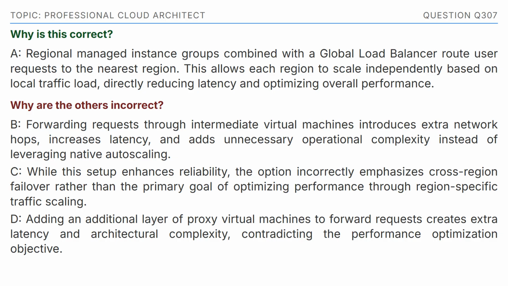B. Forwarding requests through intermediate virtual machines introduces extra network hops, increases latency, and adds unnecessary operational complexity instead of leveraging native autoscaling. C. While this setup enhances reliability, the option incorrectly emphasizes cross-region failover rather than the primary goal of optimizing performance through region-specific traffic scaling. D. Adding an additional layer of proxy virtual machines to forward requests creates extra latency and architectural complexity, contradicting the performance optimization objective.